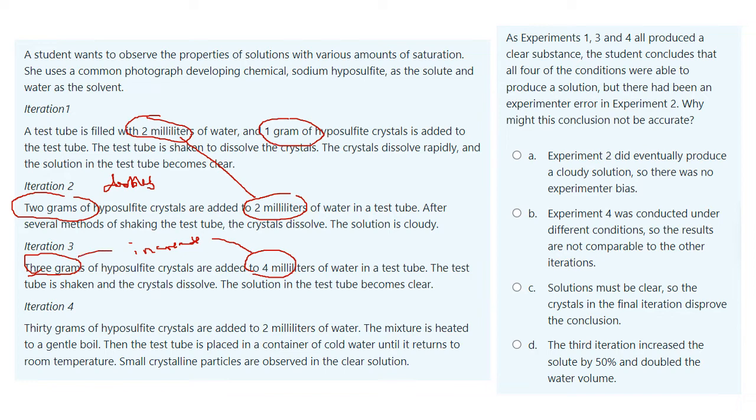In iteration 4, there are 30 grams and 2 milliliters. Well, 2 milliliters is the same as here, but 30 grams is a huge increase. We've dealt with 2 and 3 grams so far, but suddenly we're going to have 30 grams. That's a big jump. We don't like to have big jumps like that in science. So there might be a problem with iteration 4.